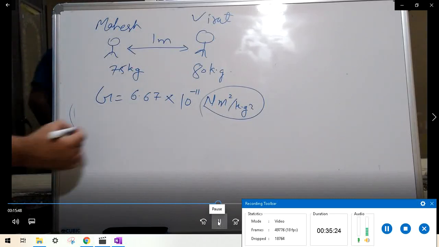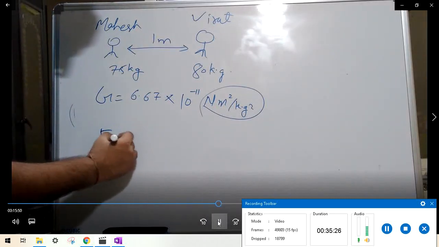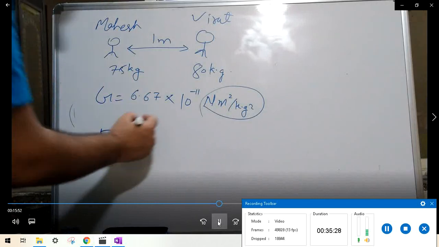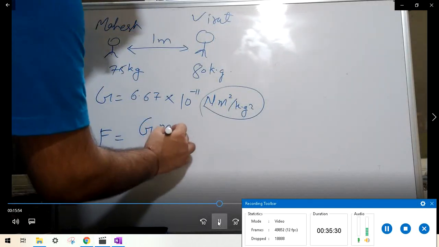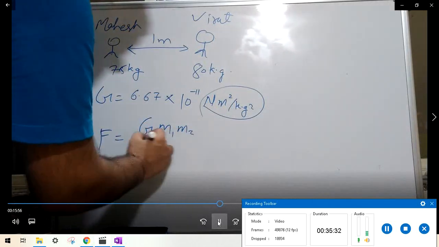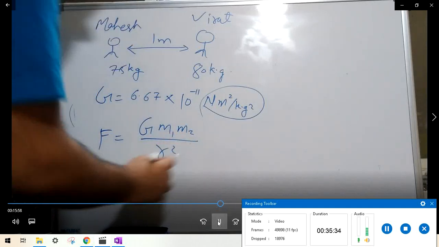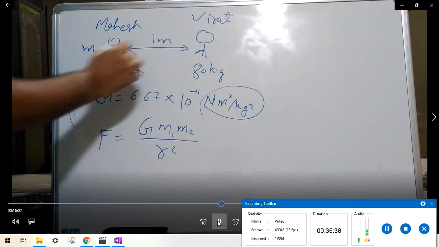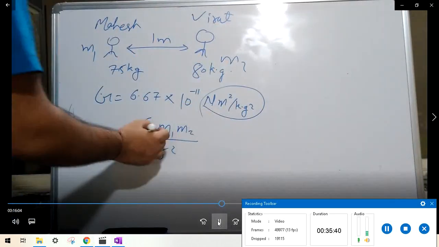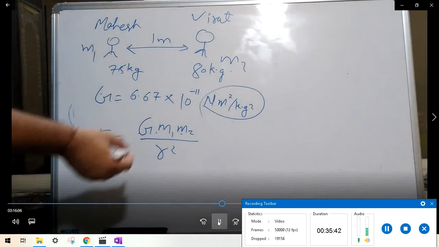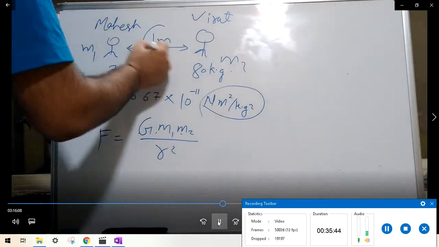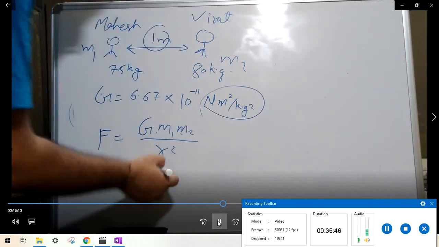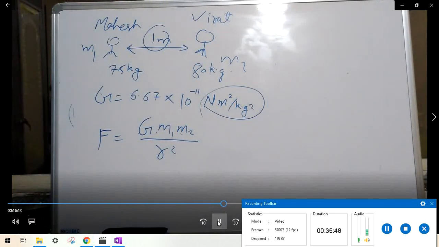So how will you find the force? Very simple. What was the formula of force given by Newton? F = G m1 m2 divided by r square. Put the value of G here. Let's say this will be m1, this will be m2. Put the values of m1 and m2, and r will be the distance between them. So r will be 1. Put 1 here, calculate the value, and you will get the answer.